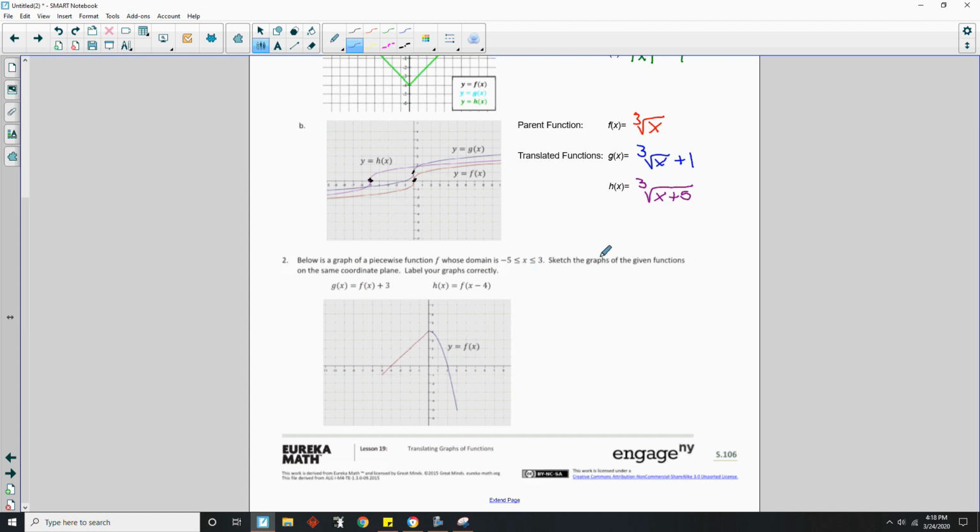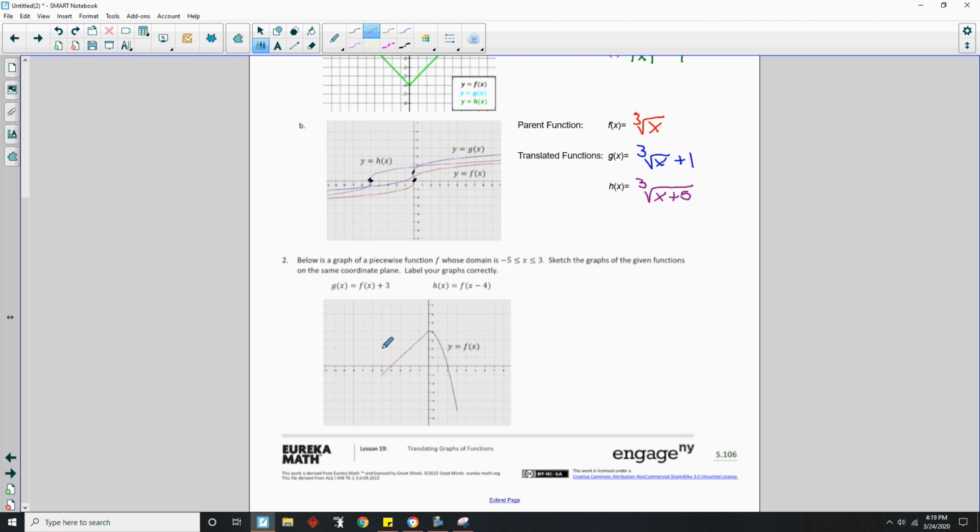Okay, sketch the graph of the given functions on the same coordinate plane. Label your graph correctly. So g of x equals f of x plus 3. So this is the function f. So they want you to shift it up 3. So the easiest way to do this, I'll use red for this piece, is go up 3 from each point on the corner of a grid.